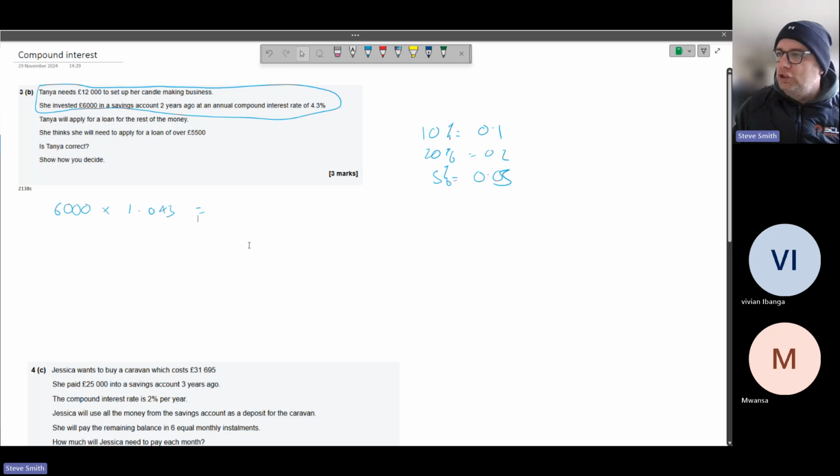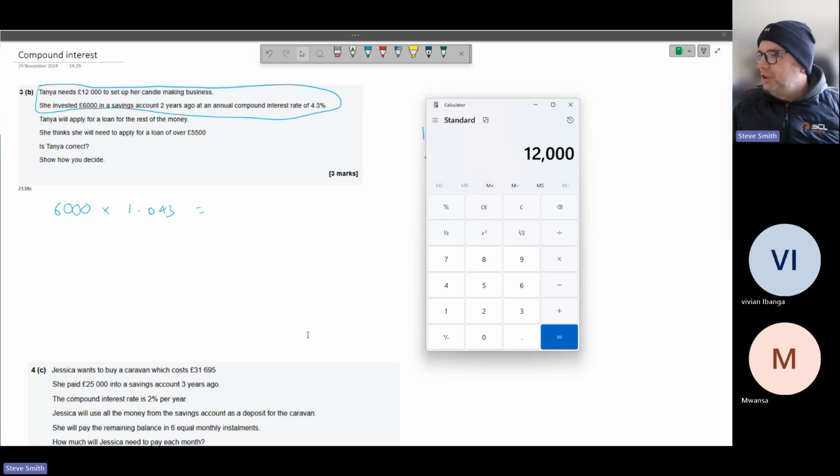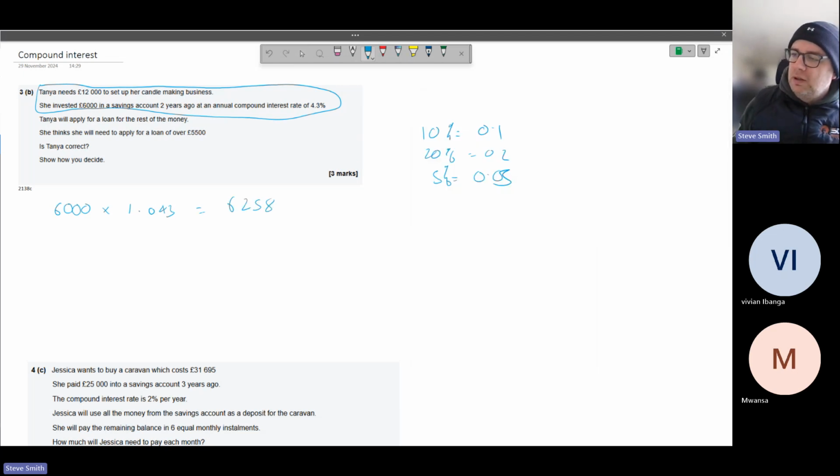So that's our first year of interest. Where's my calculator gone? I think I closed it. First year of interest. Let me get rid of that 12 grand. £6,000. What is going on with my calculator? £6,000 multiplied by our annual interest rate of 1.043, because we want the £6,000 still. So after 1 year, we've now got in our bank account £6,258. So that is your starting number for year 2.